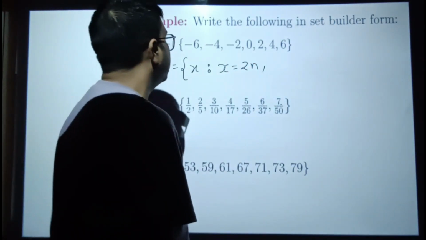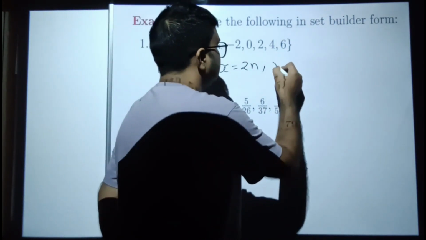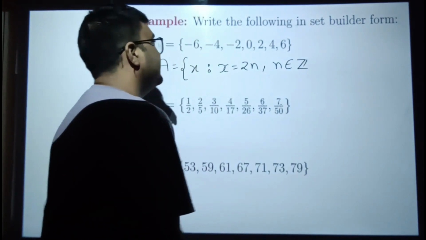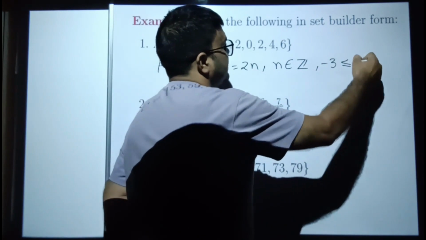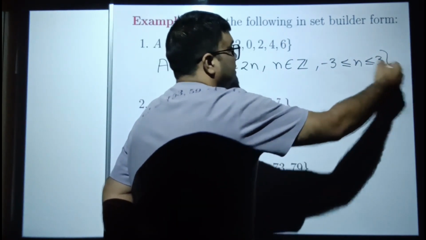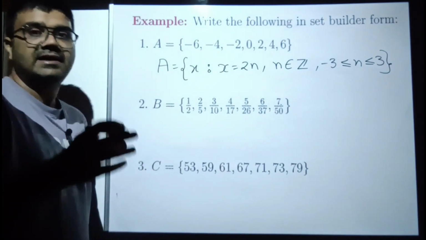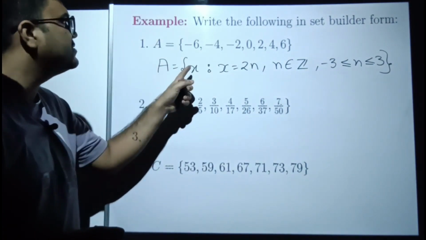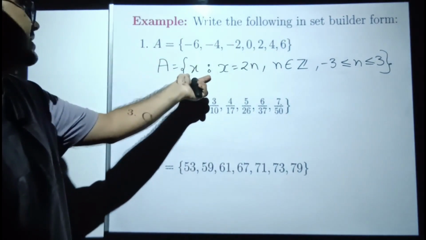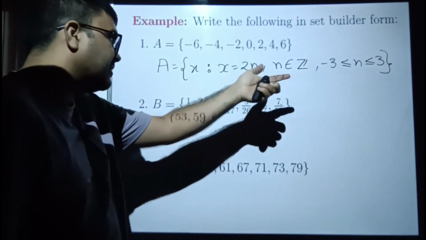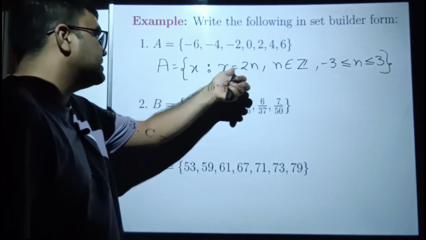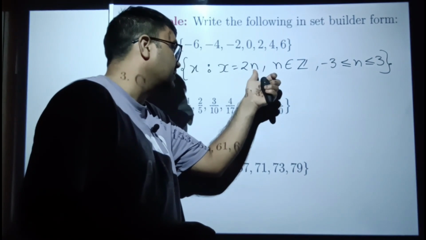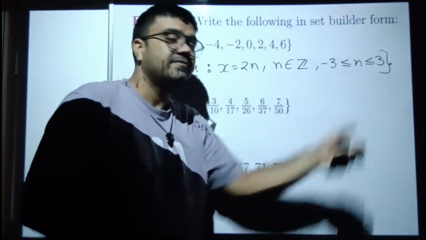What are the possible values of n? We say n belongs to Z, n is an integer, and -3 is less than or equal to n is less than or equal to 3. This is not the only way you can write it. You can write it in another way also, as you find comfortable. So this is one of the ways to write this set in set builder form. We are saying it is x such that x satisfies certain properties. The properties in this case are x is equal to 2n, where n is an integer and its values lie over here.